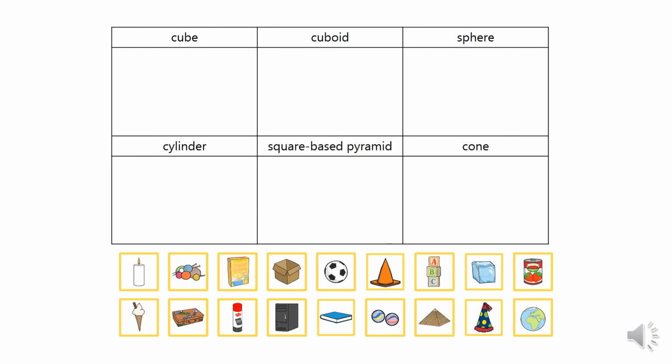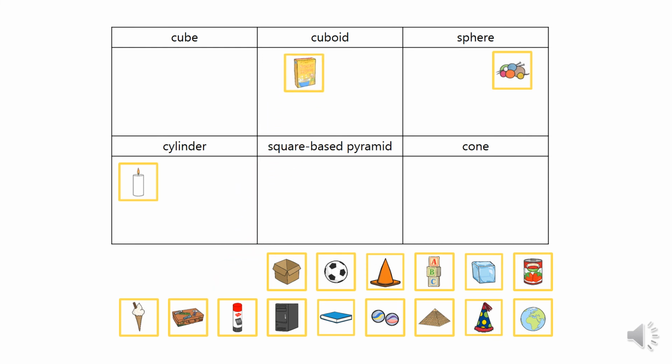Well done if you had a try. Let's do it together now. Our candle is a cylinder. These knitting balls, they are spheres. The cereal box is a cuboid. This box is a cube. The football is a sphere.